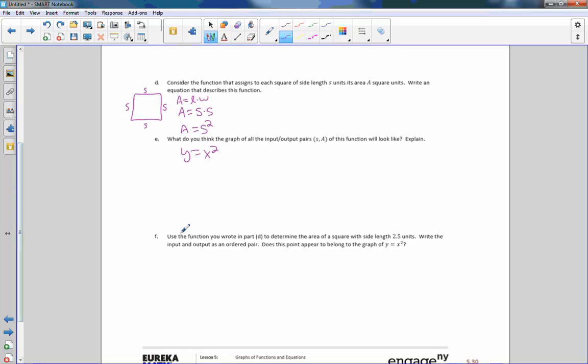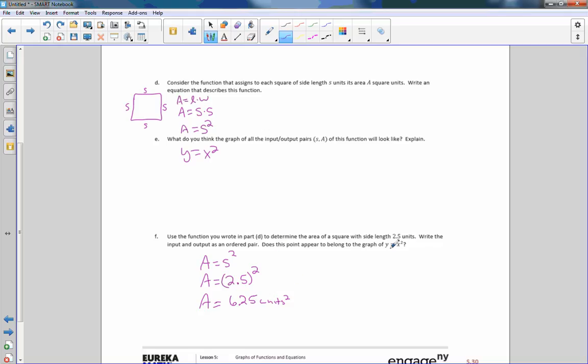And F, use the function you wrote in part D, A equals S squared, to determine the area of a square with a side length of 2.5 units. So A would equal, substitute in 2.5 and square it. Write the input and output as an ordered pair. So A equals, well, I know from my multiplication tables that 25 times 25 is 625, but this has decimal places, so 2.5 times 2.5 is 6.25 units squared.